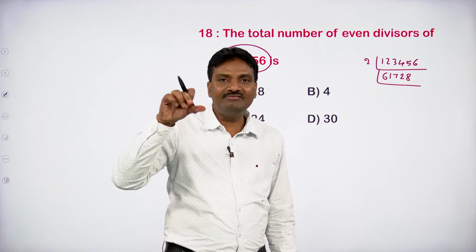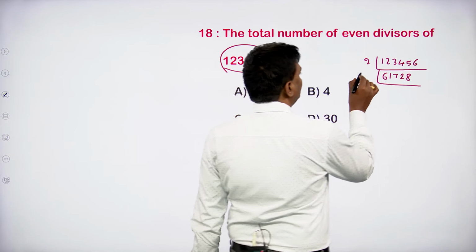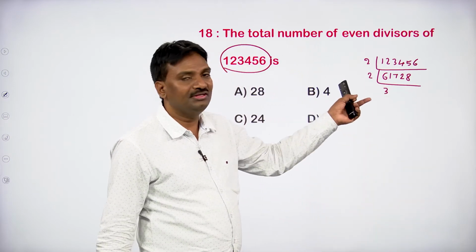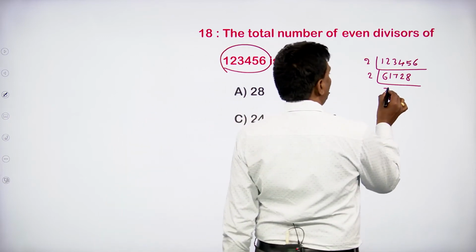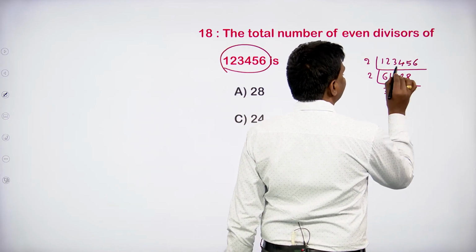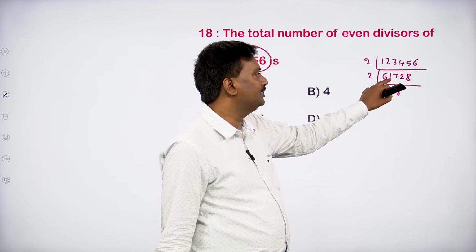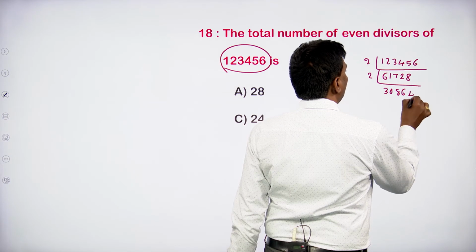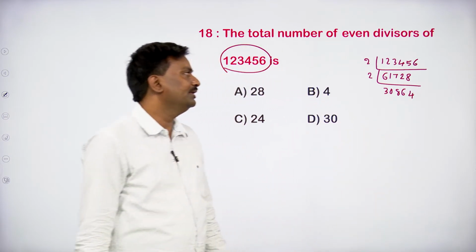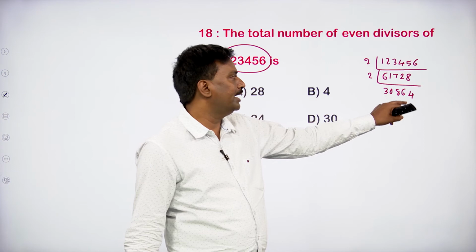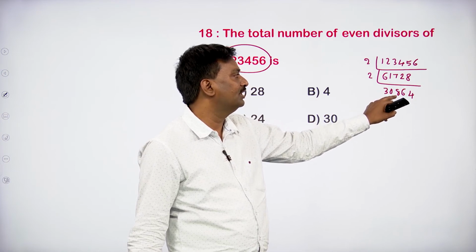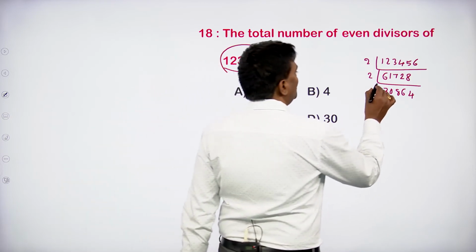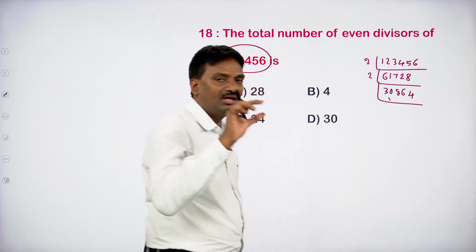Again this is an even number, again by considering 2, 2 3s are 6, next 17 is there, 2 8s are 16, 17 minus 16 is 1, 12, 2 6s are 12, 2 4s are 8. So we get 30,864. 2 4s are 8, 2 6s are 12, 2 8s are 16 plus 1, 17, 2 into 0 is 0, 2 3s are 6.